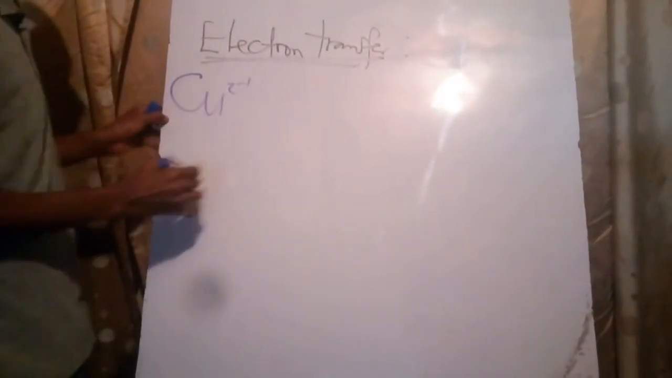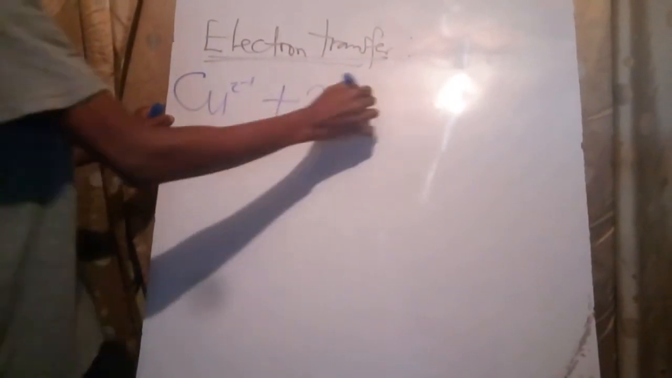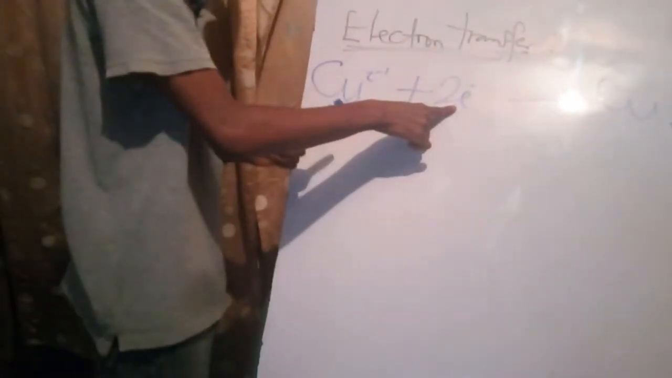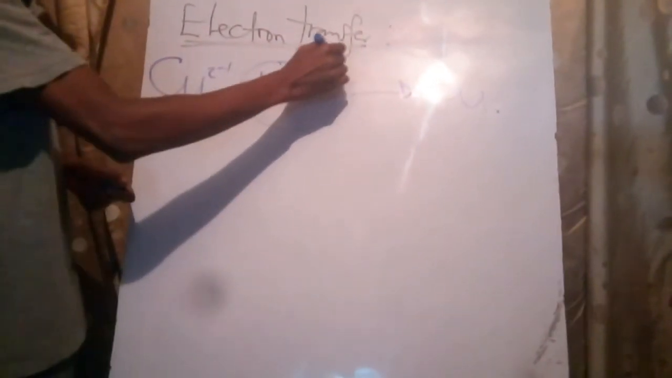This is copper 2+. I am adding electron to it. This will become copper, just like the first case, but that one here was oxygen. Now all I need you to understand is that there is a gain of electron here.